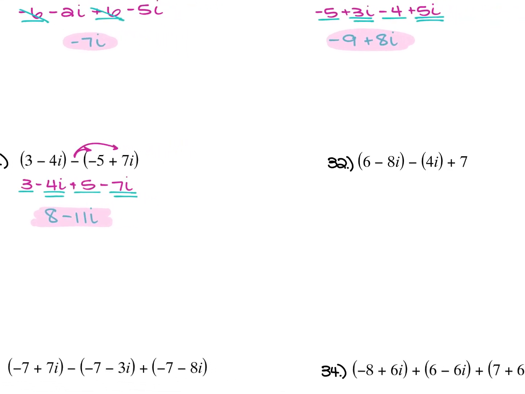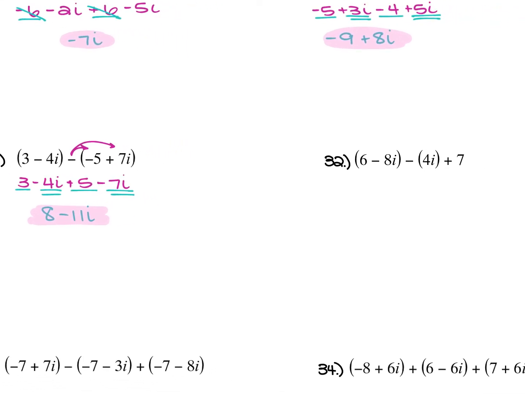For number 32, you have 6 minus 8i minus 4i plus 7. That negative that's in front of that 4i goes with the 4i, so it's 6 minus 8i minus 4i plus 7. Combine your like terms, so the 6 plus 7 gives you 13. The negative 8i minus 4i is negative 12i. So that's just 13 minus 12i.